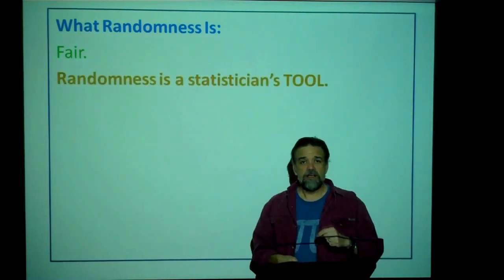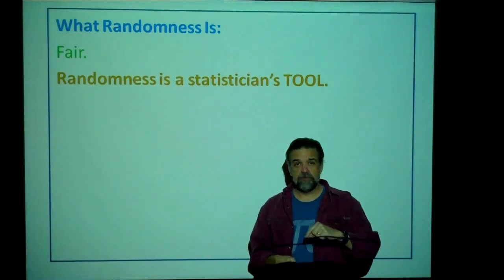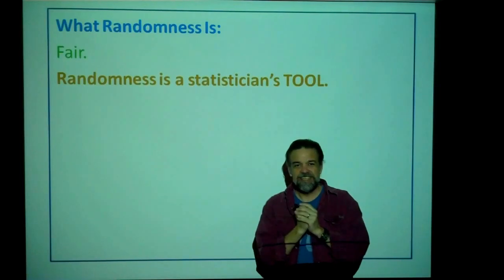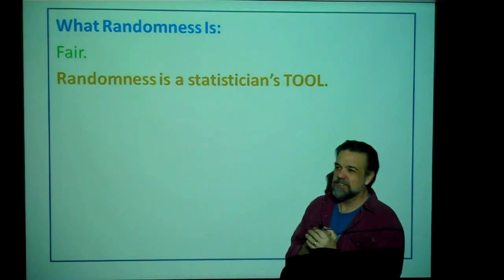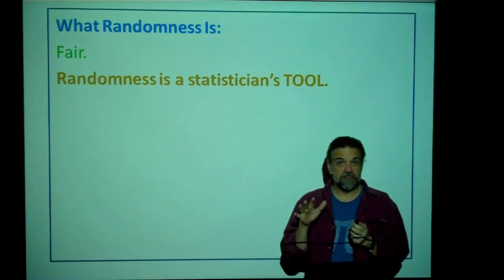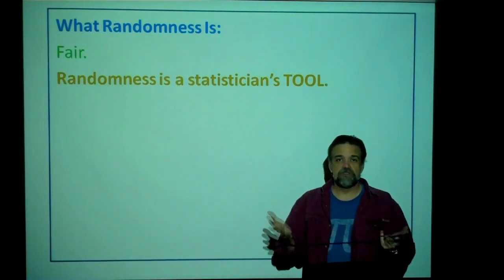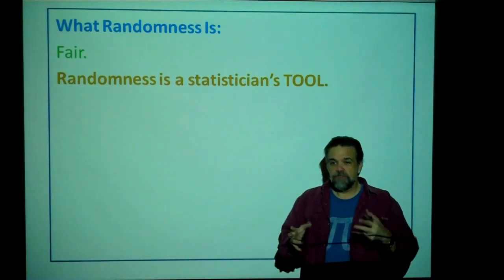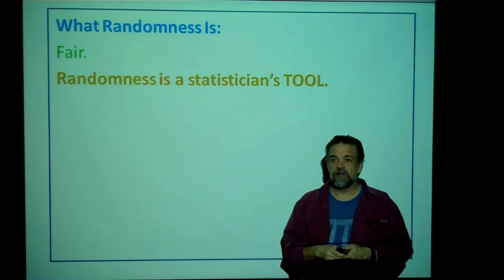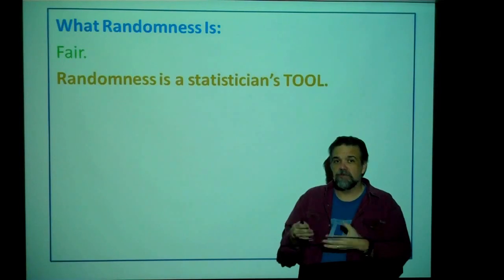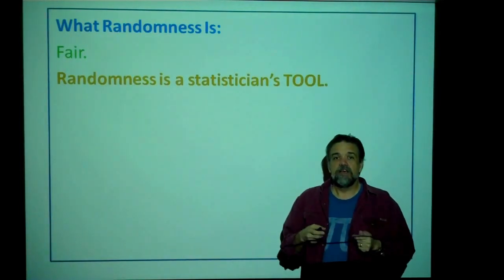Okay? Another reason that we use randomness is, for a statistician, it's extremely useful, okay? And it's useful because, remember how I talked about it doesn't involve your judgment? Almost always when you're doing some sort of statistical study, you've been working on this study for a while, and you kind of want your experiment to turn out a certain way.